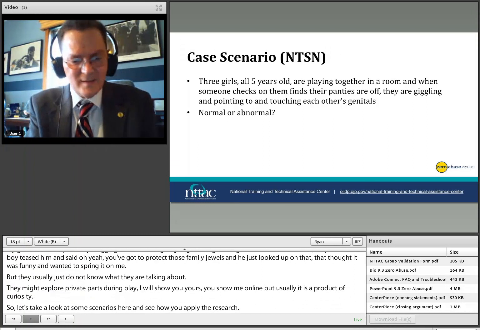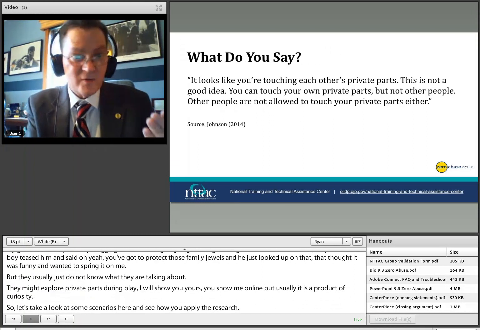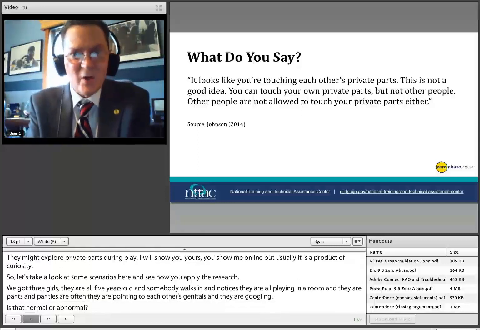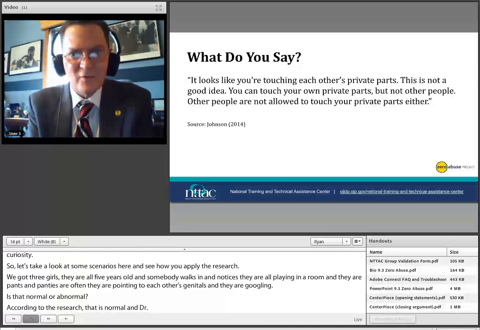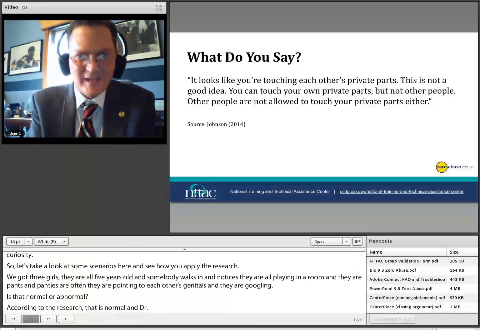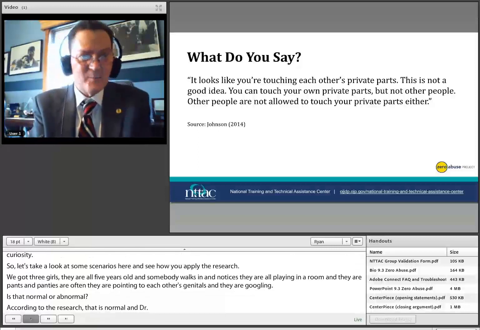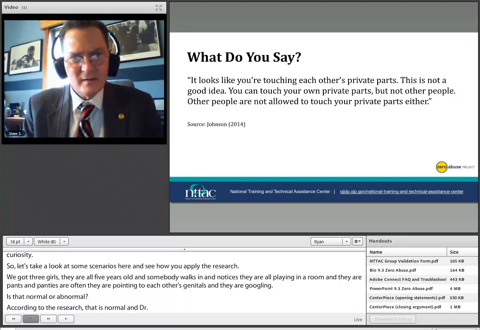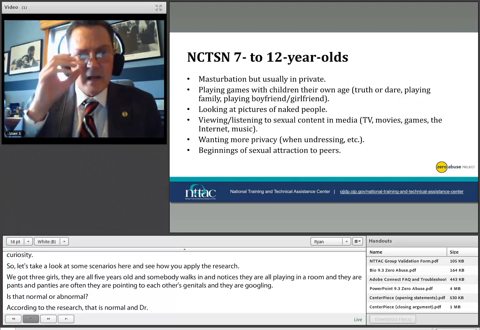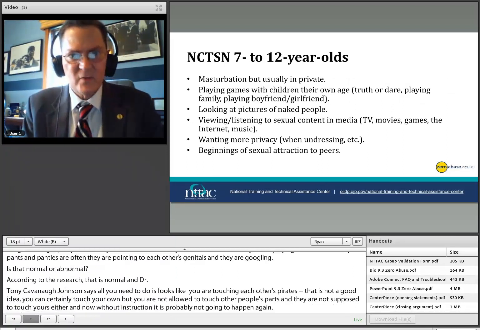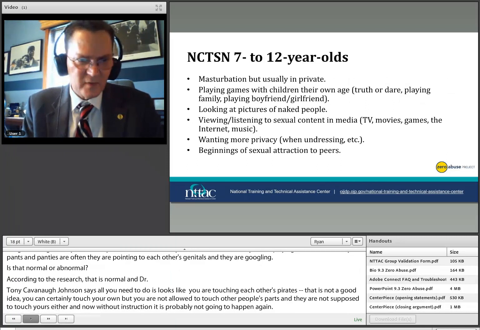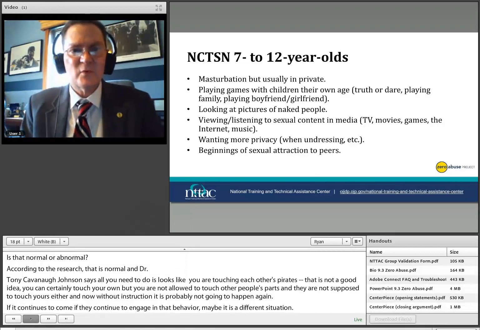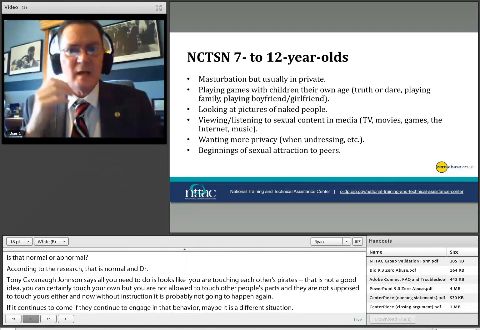So we got 3 girls, they're all 5 years old, and somebody walks in and notices they're all playing in a room, and their pants and panties off, and they're pointing to each other's genitals, and they're giggling. Is that normal or abnormal? According to the research, it's normal, and Dr. Tony Kavanaugh-Johnson says all you need to do is to say, hey, it looks like you're touching each other's privates. That's not a good idea. You can certainly touch your own, but you're not allowed to touch other people's parts, and they're not supposed to touch you either. And now with that instruction, it's probably not going to happen again. If they continue to engage in that behavior, maybe it's a different situation.